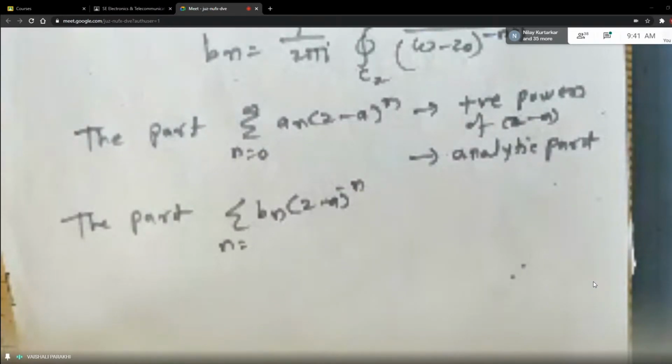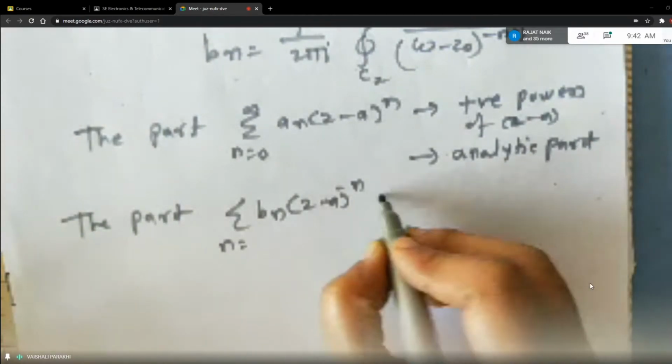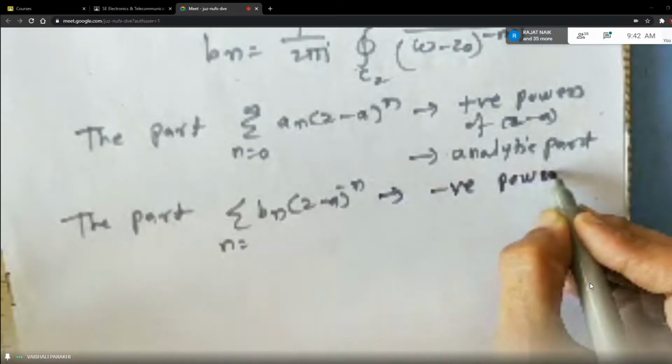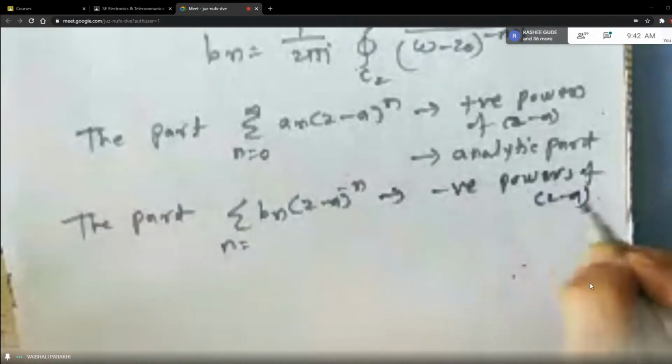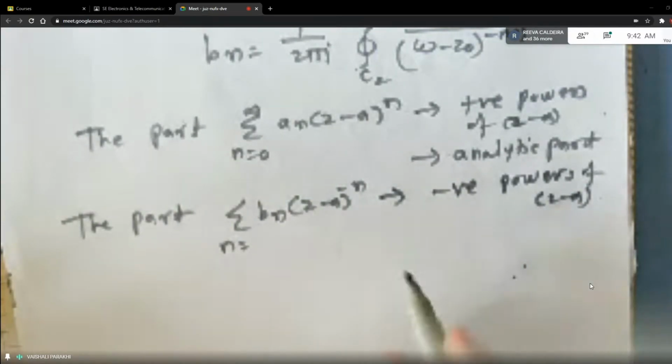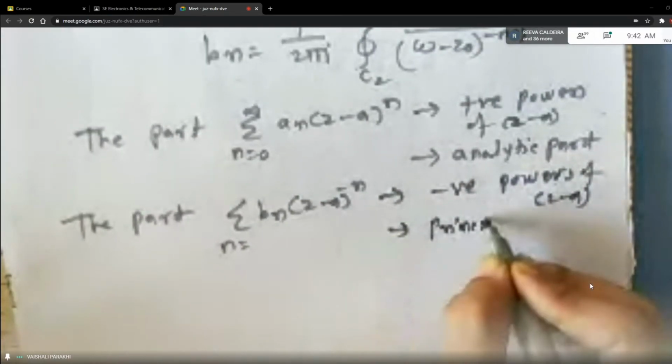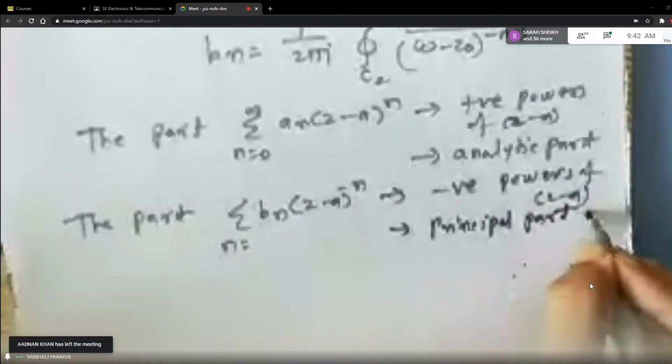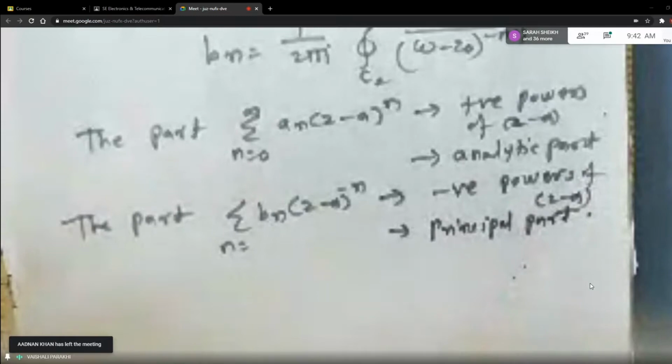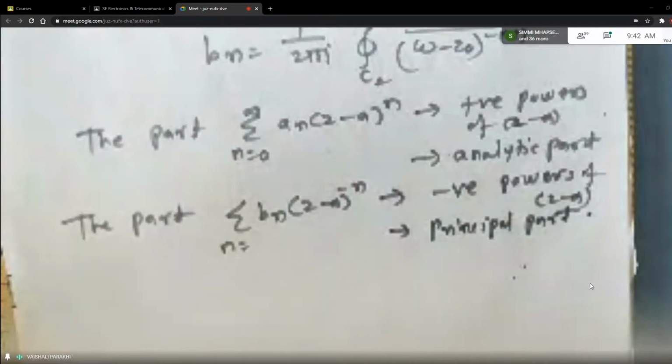What happens is there are two parts in Laurent series. First part, the powers of z minus a are positive, which is called the analytic part. And the second part of Laurent series, there are negative powers of z minus a. Now this part is called the principal part of Laurent series. So what are the two parts of Laurent series? One is the analytic part, the other is the principal part. Analytic part, the powers of z minus a are positive. Principal part, the powers of z minus a are negative. Okay.